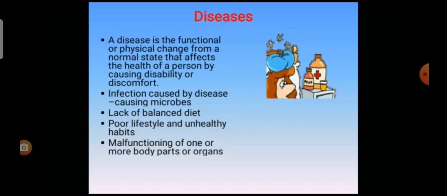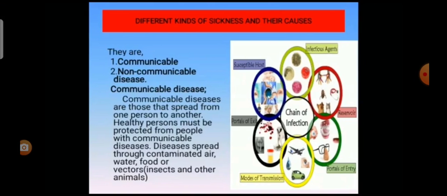Now let us know about the diseases. What is disease? A disease is a functional or physical change from a normal state that affects the health of a person by causing disability or discomfort. Infection caused by disease causing microbes. Other causes are lack of balanced diet, poor lifestyle and unhealthy habits, and malfunctioning of one or more body parts or organs.